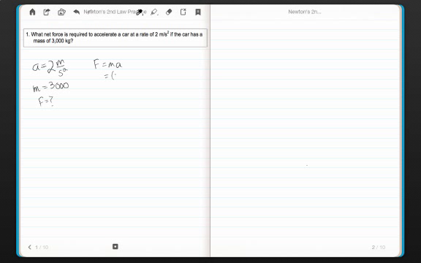So I write down Newton's second equation, F is equal to ma, put in my variables, 3,000 for the mass and 2 for the acceleration. I'll multiply the two together to get 6,000 newtons.